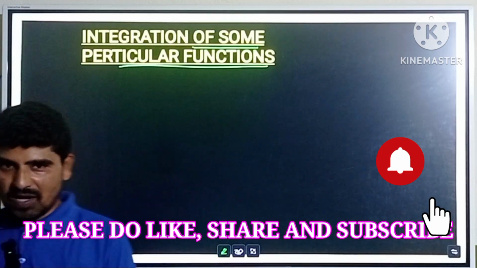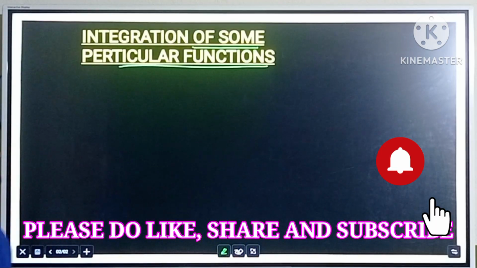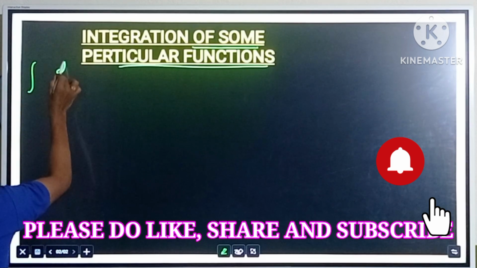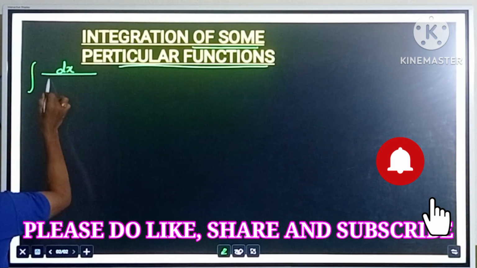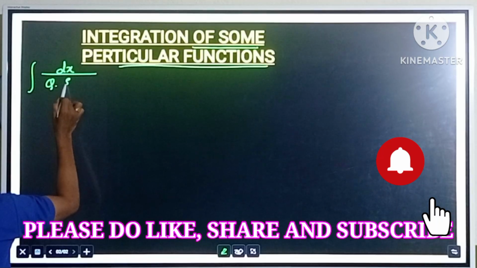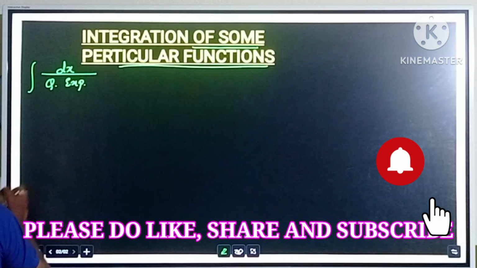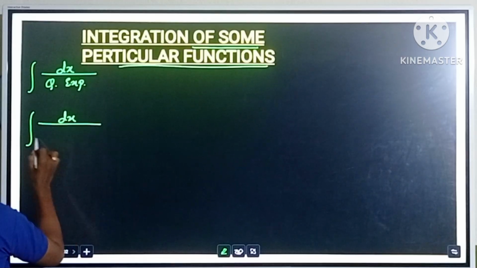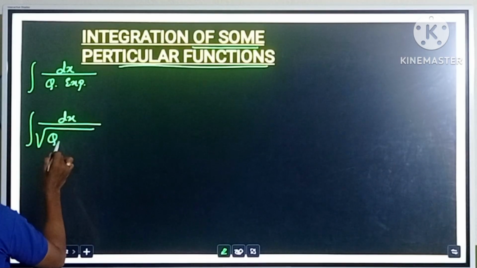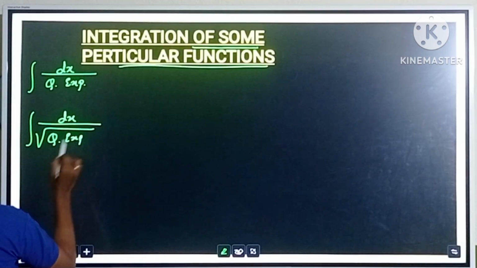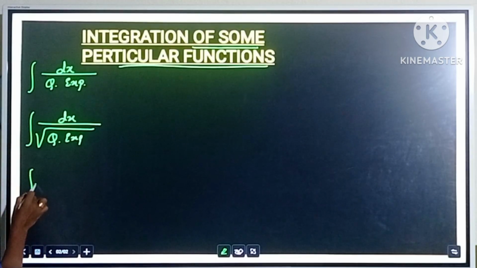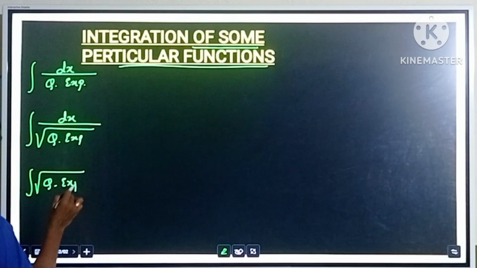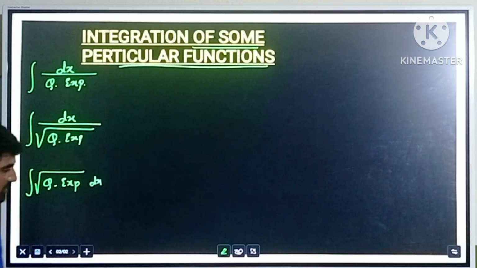So basically the formats of the particular functions are, the first one is integration of dx divided by quadratic expression, and the second one is integration of dx divided by square root of quadratic expression, and the third one is integration of square root of quadratic expression with respect to x.